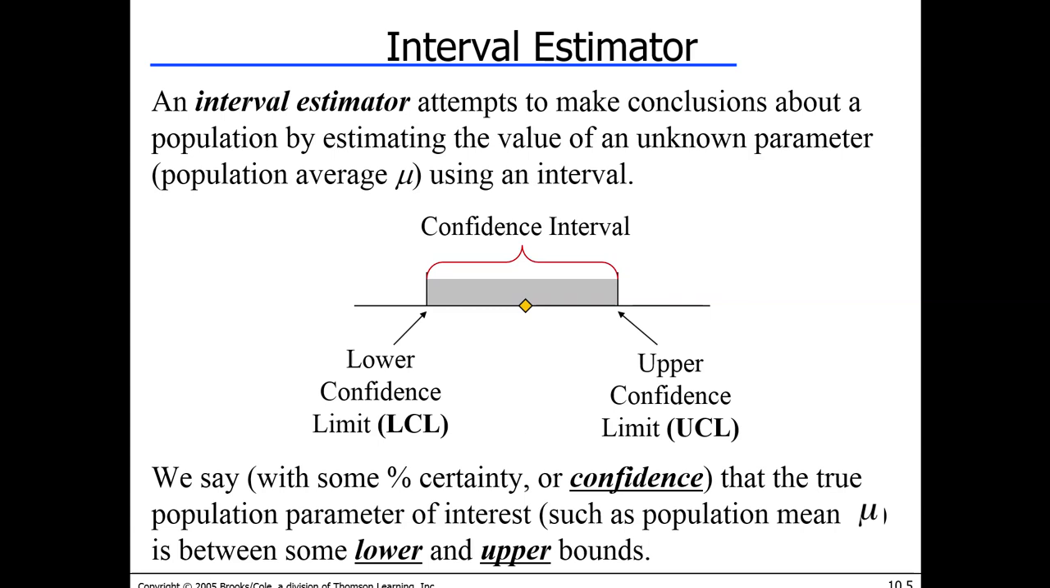Alright, so again, we discussed that, right? What we're going to do is try to calculate a lower boundary, which we'll call LCL, lower confidence limit, and an upper confidence limit, such that in between these two numbers there is an X% chance that we have successfully captured the population mean mu. Okay.